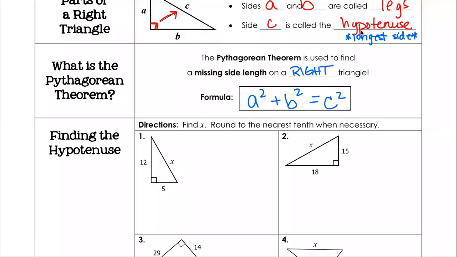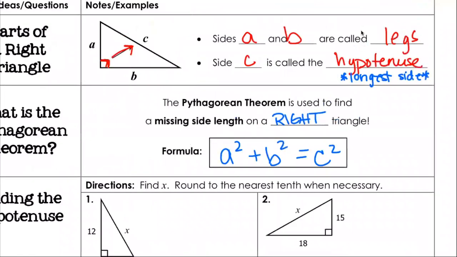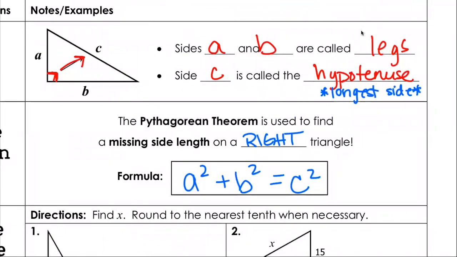Okay, so on Friday, we talked about the Pythagorean theorem. So let's just give ourselves a little reminder. In a right triangle, we have three sides. A and B are what we call the legs. They are created by wherever that 90-degree angle is. And across from the 90-degree angle is what we call our hypotenuse.